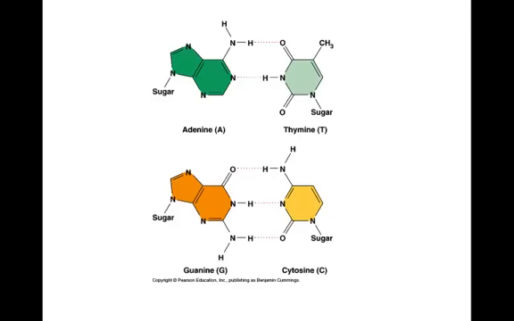DNA is made from nucleotide monomers containing a deoxyribose sugar, a phosphate group, and a nitrogenous base. There are 4 nitrogenous bases, adenine and thymine, which in the DNA molecule will be hydrogen bound to each other, and guanine and cytosine, which also will be bound to each other in the DNA molecule.